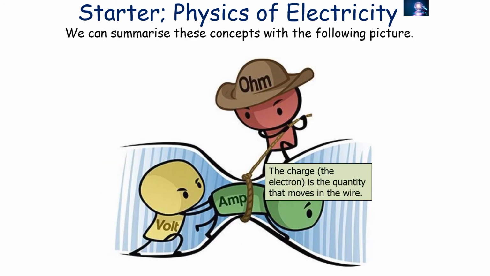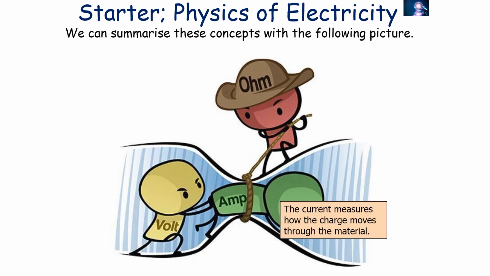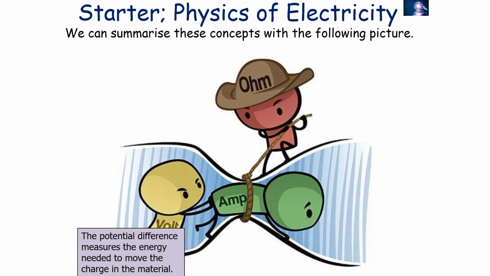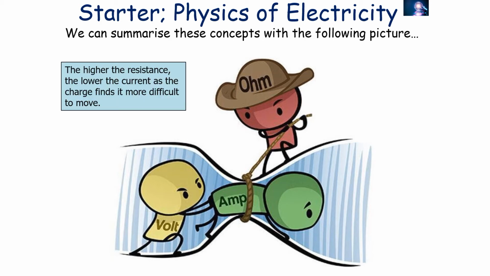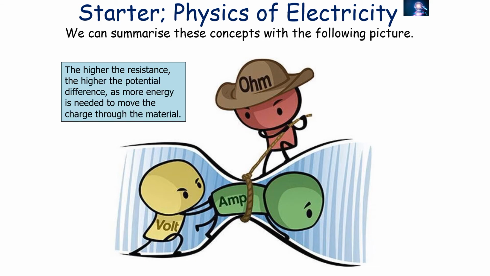The charge is the quantity that moves in the wire, the current is how the charge moves through the material, the potential difference measures the energy needed to move the charge in the material, and the resistance measures the difficulty the charge has in flowing in a material. The higher the resistance, the lower the current, as the charge finds it more difficult to move. The higher the resistance, the higher the potential difference, as more energy is needed to move the charge through the material.